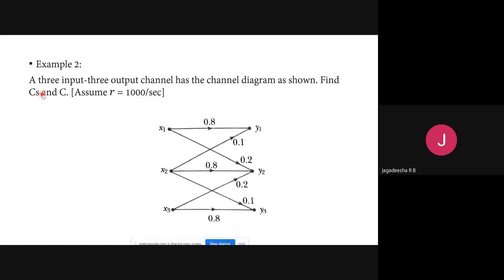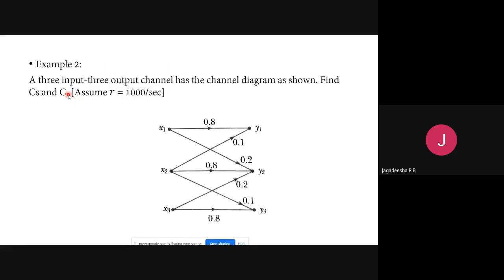How can we find it? First, since we know the channel probabilities, we can find the channel matrix PYX. That will be a 3x3 matrix. Then we multiply that with the vector Q1, Q2, Q3. That should be equal to P11 log P11 plus P12 log P12, P13 log P13, and so on. We find the inverse, and that gives us the values of Q1, Q2, and Q3. Then we substitute those values in the channel equation, C is equal to log of 2 power Q1 plus 2 power Q2 plus 2 power Q3, and so on. That is how we find the channel capacity. Once we know the channel capacity, the total or average channel capacity is found by multiplying this Cs and the data rate. Cs multiplied by R should give us C, the total capacity.